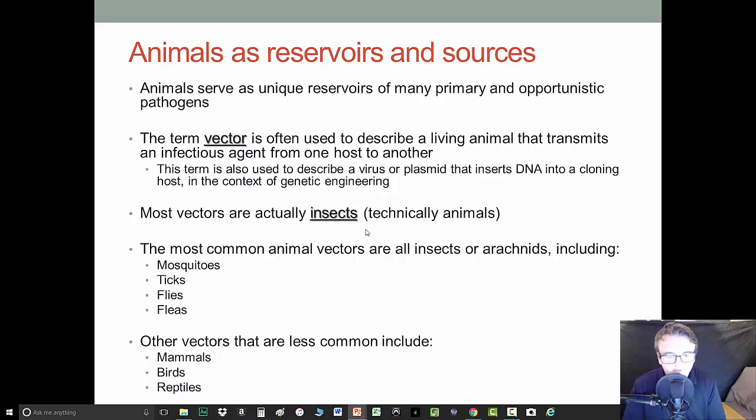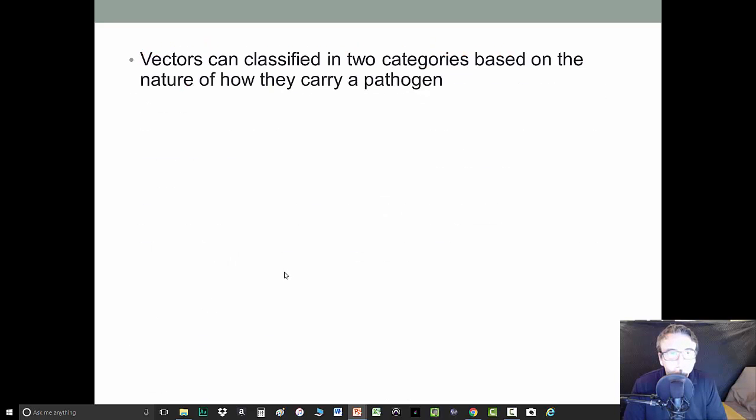The most common are insects, which are technically animals. Flies and mosquitoes are the most common, along with ticks, and fleas are even relatively common vectors. They tend to be blood-sucking, and most often it's when they are acquiring blood from the host that they pass, usually inadvertently, parasites into the host's blood. Other less common ones listed down here are mammals, birds, reptiles, and things like that.